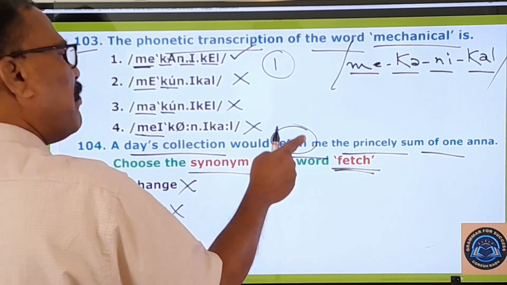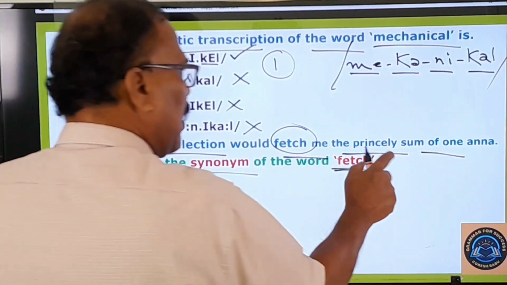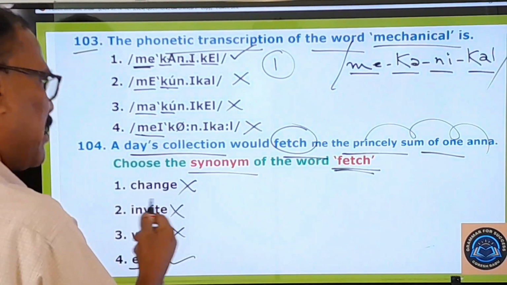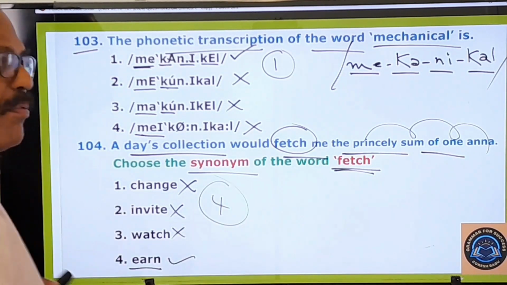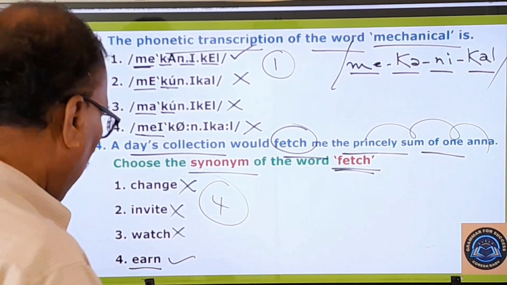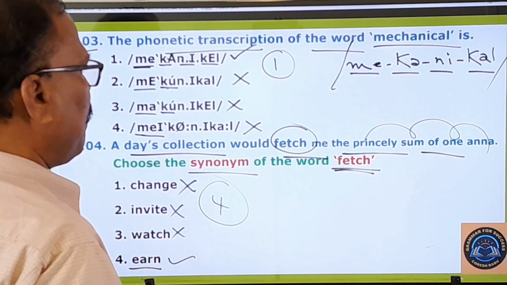A day's collection would fetch. Fetch means to bring him what? The princely sum of 1 anna. Fetch means, in other words, earn also. So therefore, the fourth option is the right option. Okay. And now let's move on to the questions.